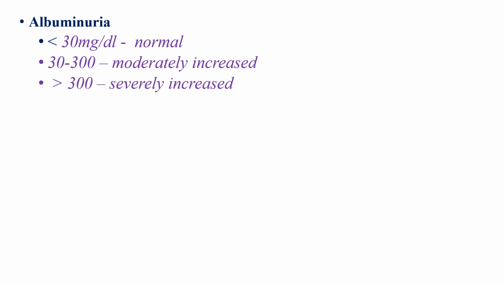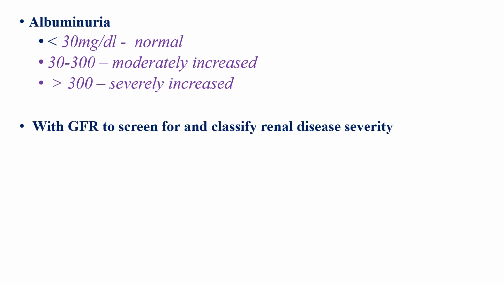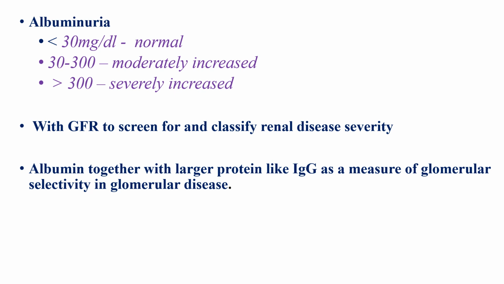Albuminuria is normal if it is less than 30 mg per dl. 30 to 300 is moderately increased, and greater than 300 is severely increased. With GFR, this is used to screen for and classify renal disease severity. Albumin together with larger proteins like immunoglobulin G serves as a measure of glomerular selectivity in glomerular disease.